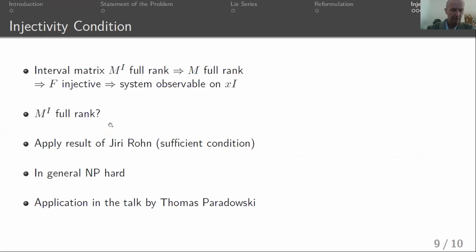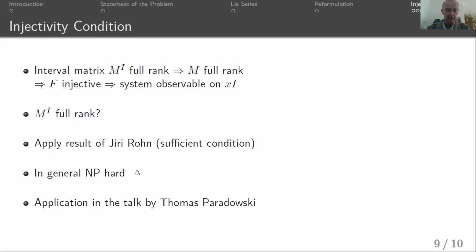So how to check whether the interval matrix has full rank? This will be explained in the talk by Thomas. We apply a criterion in order to check an interval matrix for full rank. There are several results available. The first goes back to Hermann Weyl, which can be used for this purpose to estimate eigenvalues and singular values. But in general, it's NP hard. That has also been proven by Rohn. It's in general NP hard to check an interval matrix for full rank.